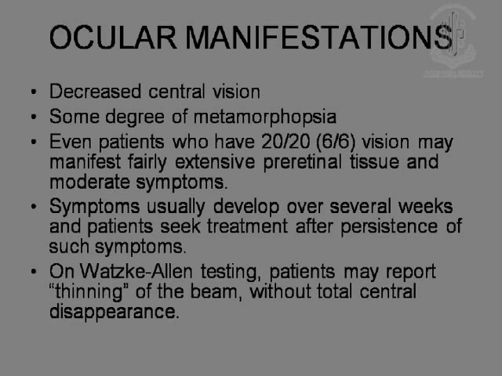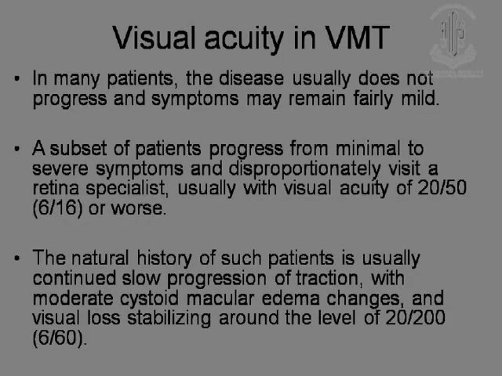Watzke-Allen testing: when you put in a very narrow beam of light through the macula and then swipe it, patients may report thinning of the beam, unlike in a macular hole where there is a loss of that central area. In many patients, the disease does not progress and the symptoms may remain at that static point of time for a long period of time. But a subset of patients progress from minimal to severe symptoms and reduce in visual acuity. The natural history of such patients is usually continued slow progression with stabilization of vision at about 6/60.